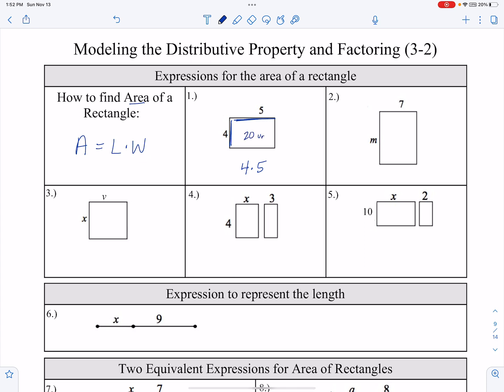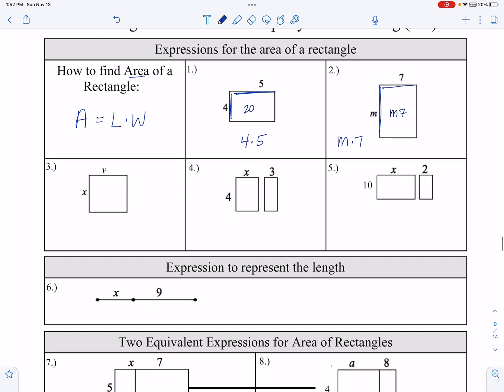Okay, so typically you have 20 units and then squared. I'm not going to worry about writing the units squared right now just for the purpose of this, but let's have the understanding that we know we write units squared for area. Okay, so our next one, our length times our width, we have our m times 7, or we would just have m7. Okay. Next one, we have x times v, or just xv.